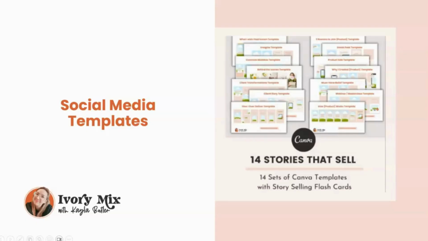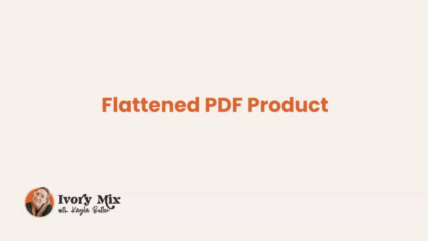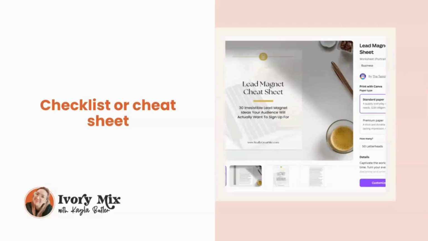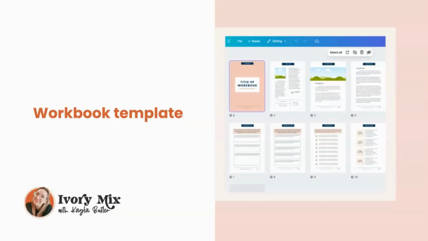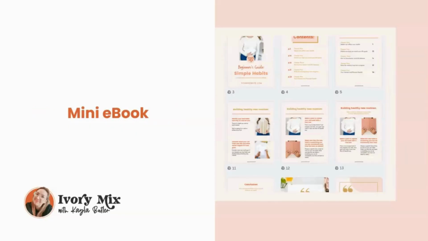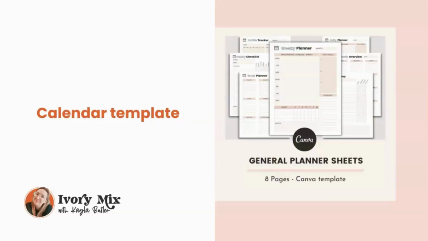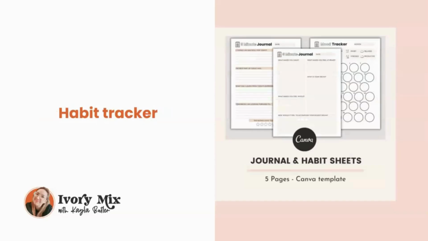So that was Canva template links and social media templates and things along those lines that you might share. But let's talk about flattened PDF products. This might be great for checklists, cheat sheets, a workbook that you want to sell, a mini ebook, calendar templates, printables, habit trackers, anything you want someone to access via PDF without being able to edit it, and print it out and use it as is.